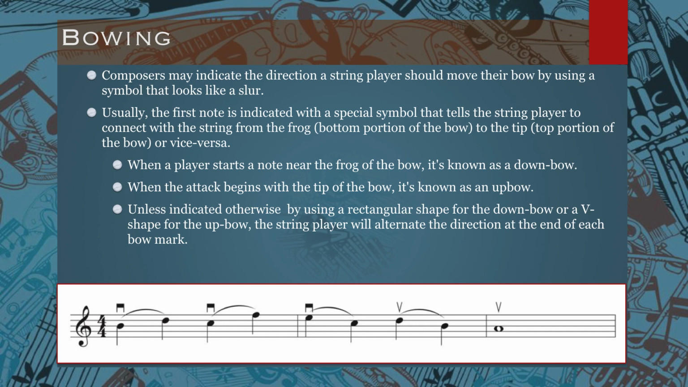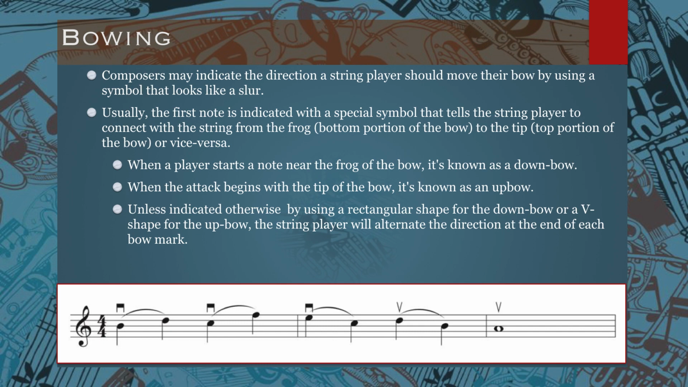When a player starts a note near the frog of the bow, it's known as a down bow. That's your stronger attack. When the attack begins with the tip of the bow, it's known as an up bow. That's going to be a weaker, more subtle entrance.